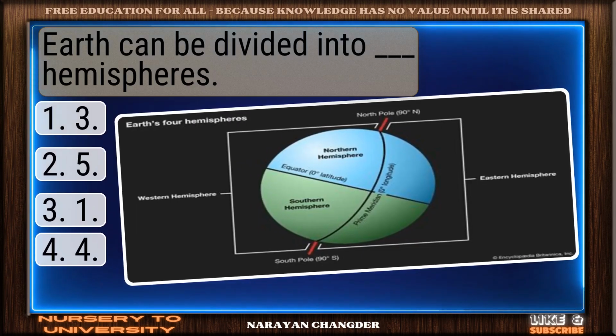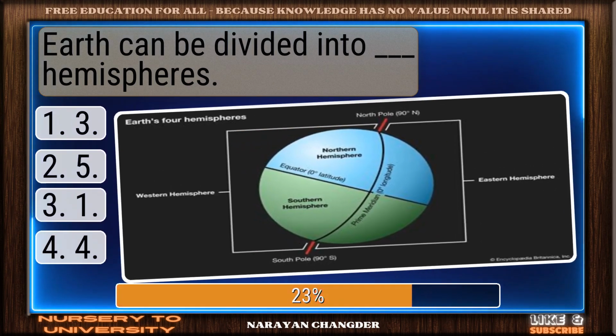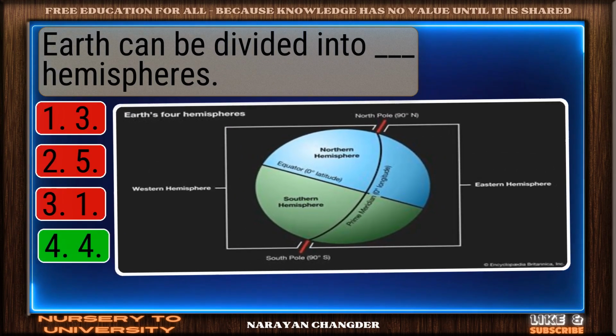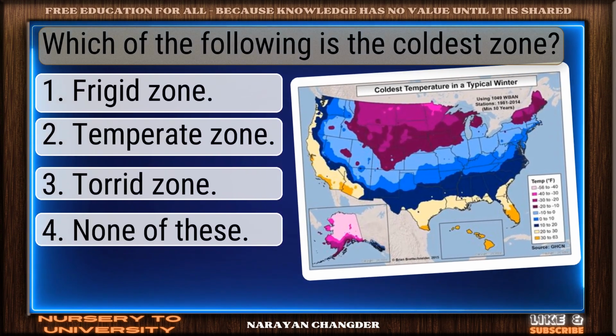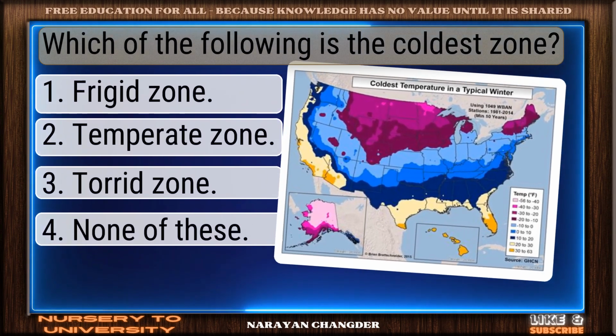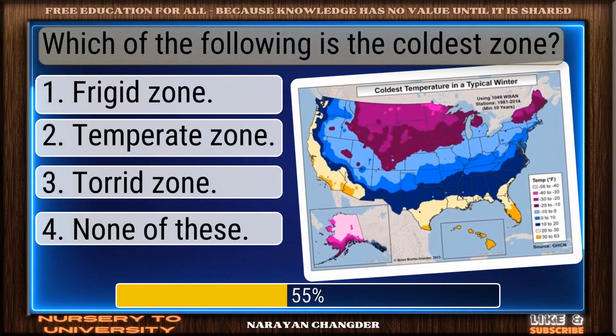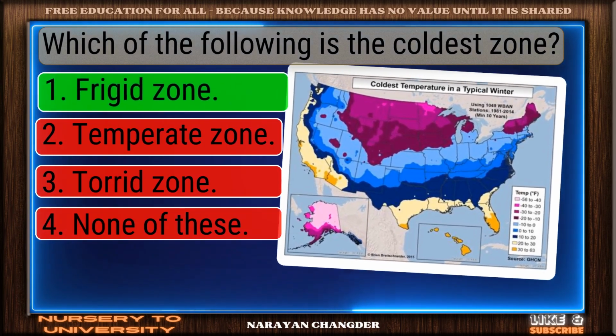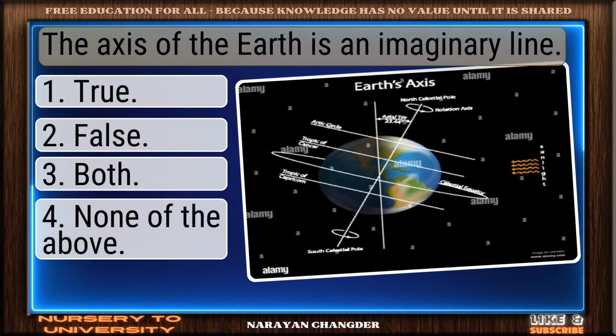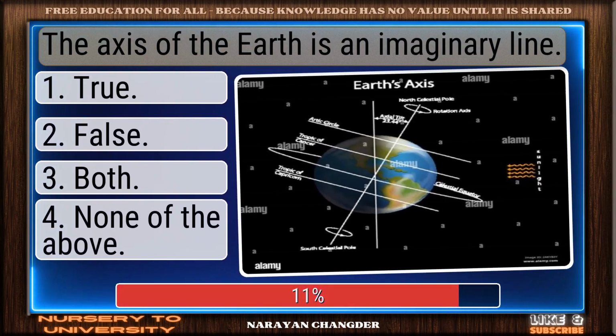Earth can be divided into dash hemispheres. Nicely done. 4 is a solid answer. Which of the following is the coldest zone? You got it. Your choice, frigid zone, is right. The axis of the Earth is an imaginary line.